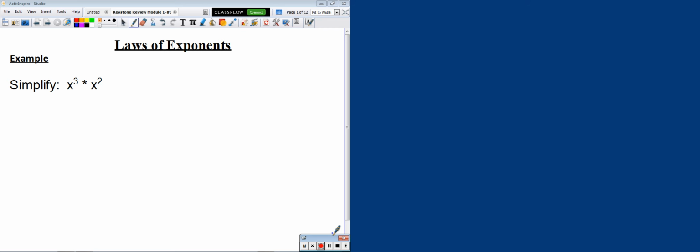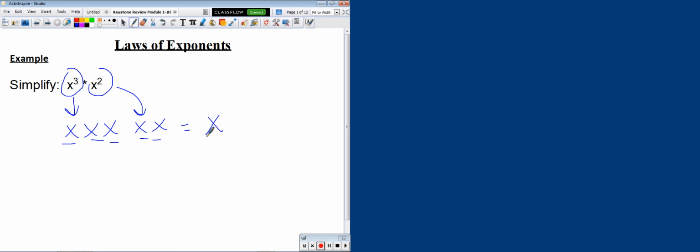If you take a look at this example, x cubed times x squared, just remember that exponents are a shorter way of writing a multiplication problem where you're multiplying the same thing to itself. So x cubed really means x times x times x, and x squared really means x times x. A shorter way of saying x times itself 5 times would be to simply say x to the fifth. The shortcut is that when the variables are the same and you're multiplying, you simply add the exponents. 2 plus 3 is 5, so that would be x to the fifth power.